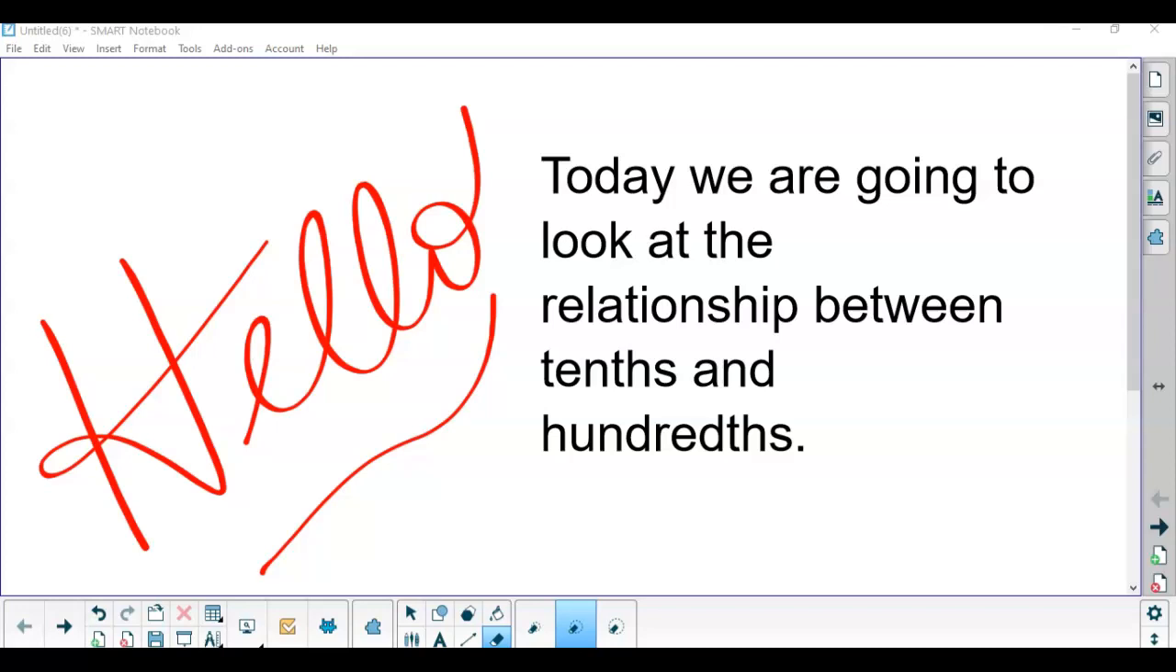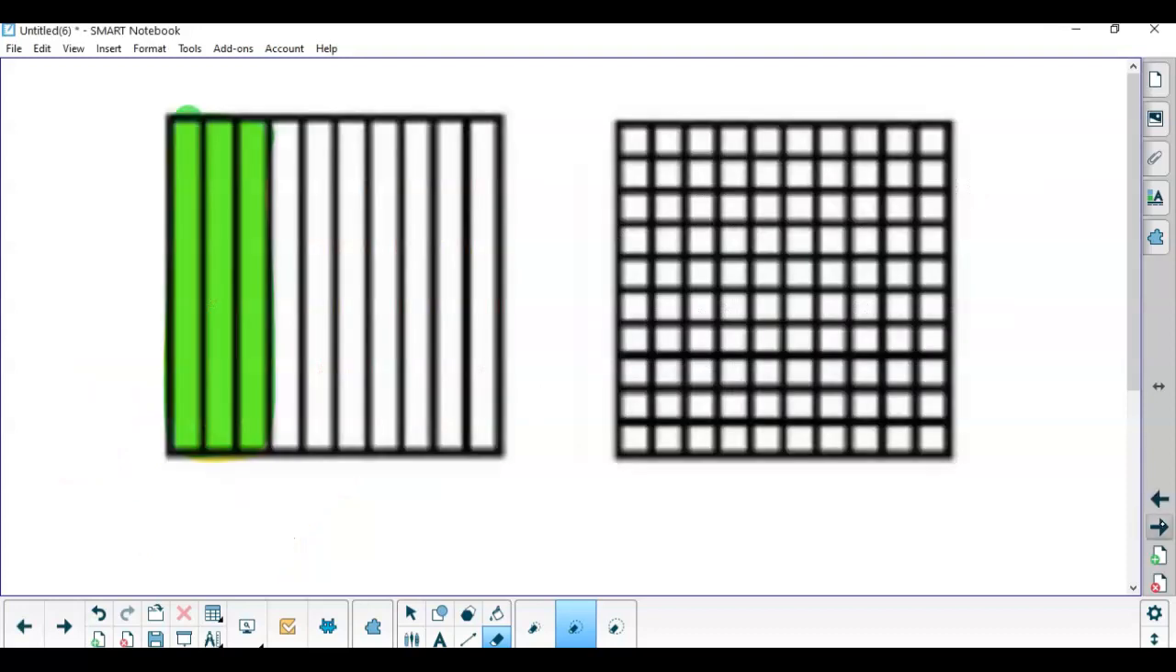Hi guys, today we're going to do a quick lesson that looks at the relationship between tenths and hundredths. So looking at these two models right here, the one on the left is broken into 10 pieces. The one on the right is broken into 100 pieces. So my model on the left represents tenths and my model on the right represents hundredths.